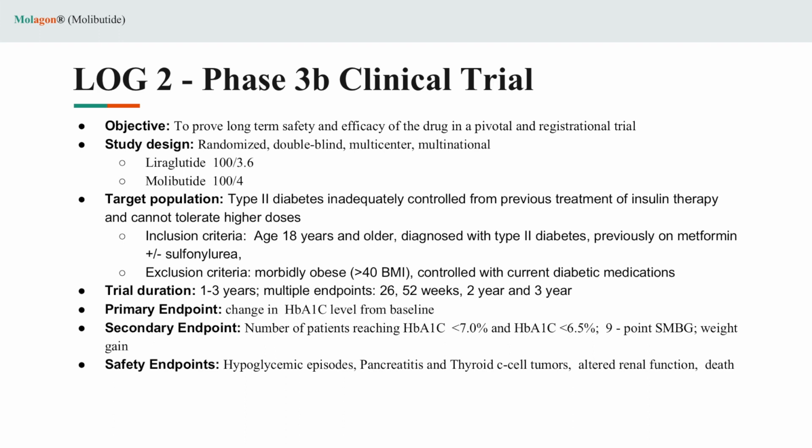Here, the trial duration is consistent with the phase 3A trial, but will have more endpoints, one at 26 weeks, 54 weeks, 2 years, and 3 years. This will help us give more data points to look at and evaluate how patients are progressing in their treatment. This trial also helps evaluate the place in therapy molybutide is as an add-on therapy to patients with failed insulin therapies.